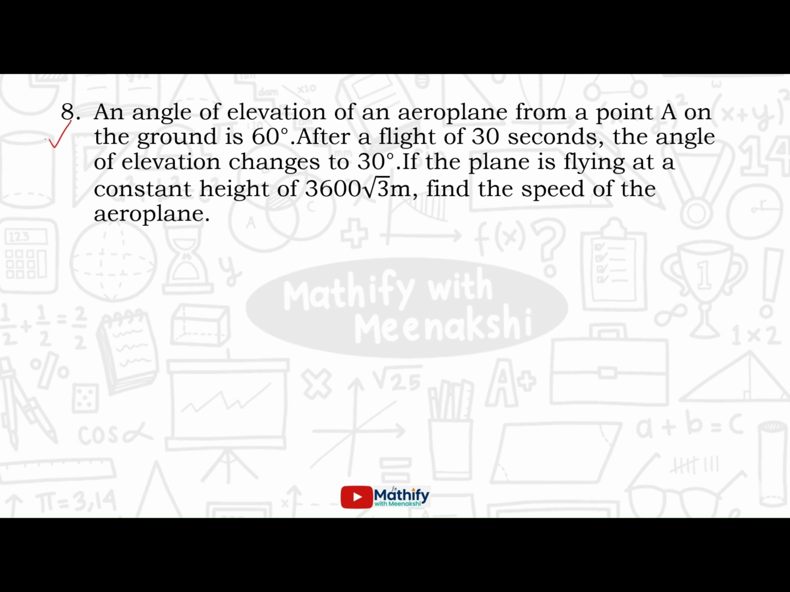In question number 8, it's given an angle of elevation of an aeroplane from a point on the ground. Just see this carefully, because we have to start from point A. The angle of elevation to the aeroplane is 60°. After a flight of 30 seconds, the angle of elevation changes to 30° and the plane is flying at a constant height of 3600 root 3 meter. We have to find the speed of aeroplane. So let's draw the figure on the basis of given information.